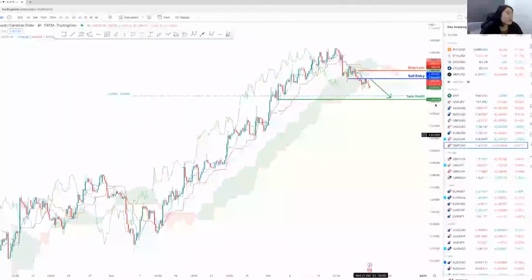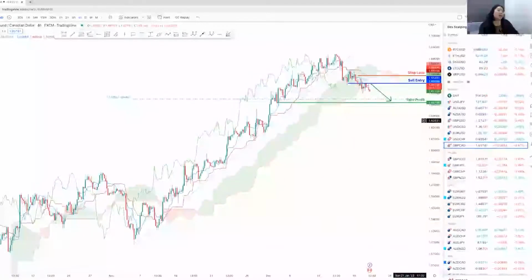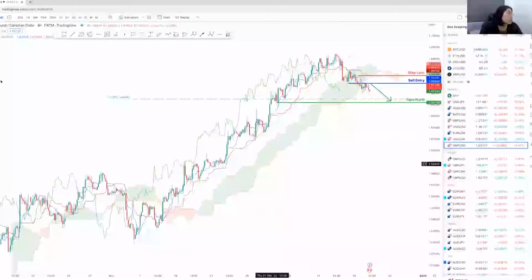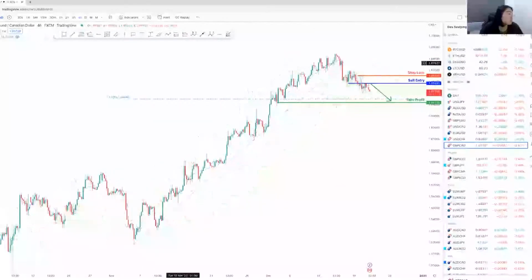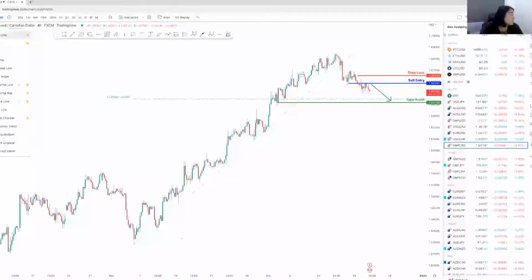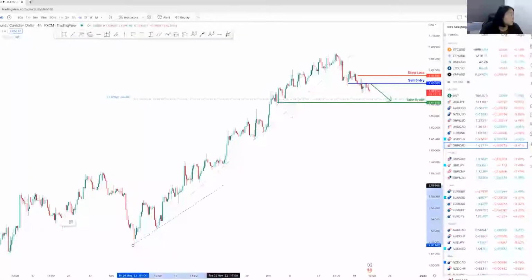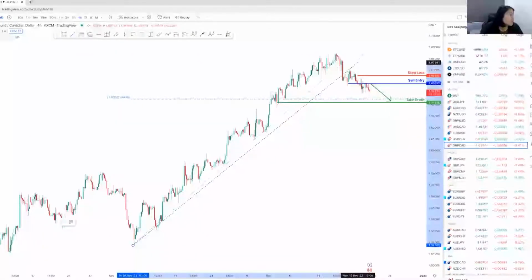Okay, so this is one setup that I found today using trendline. I will show you guys how exactly I found this setup. First of all, I realized there was a trend line here. Do you guys see this ascending trend line?